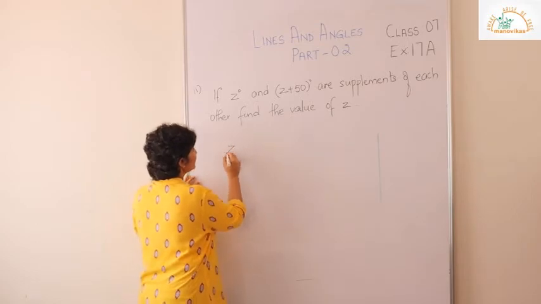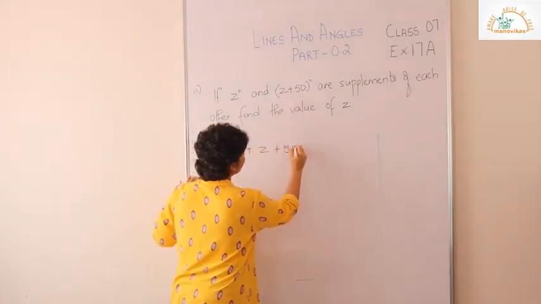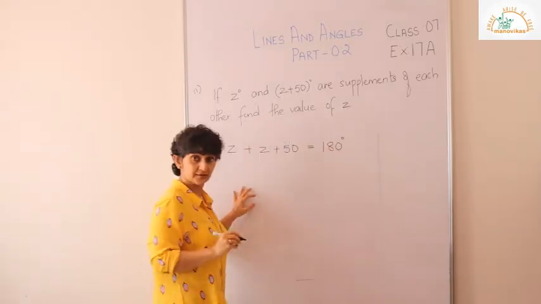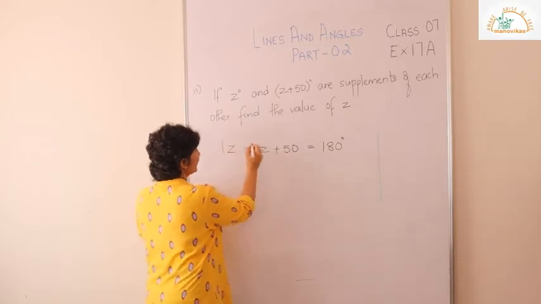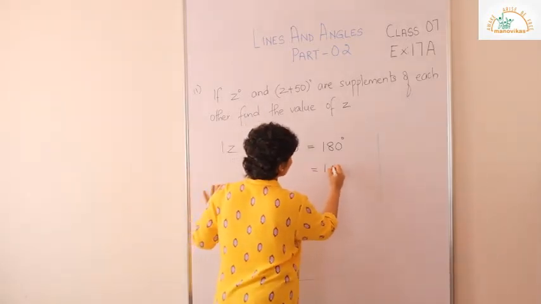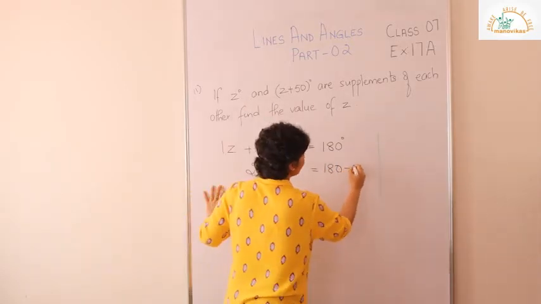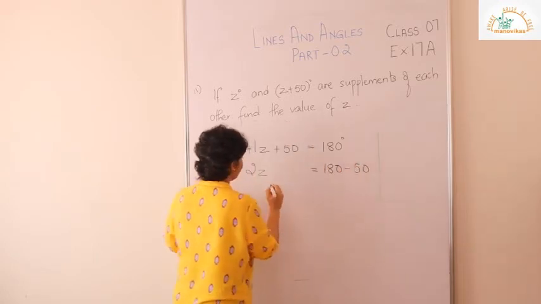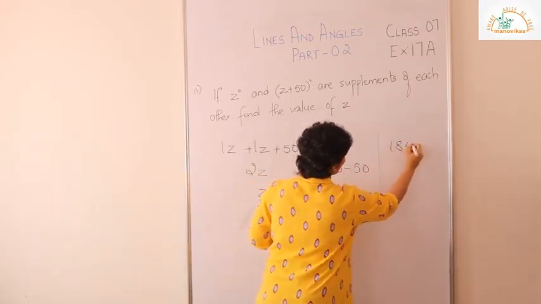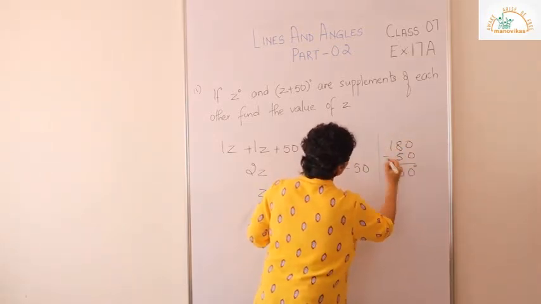So if I have z plus z plus 50 is equal to 180 degrees. Right children? So 1z plus 1z gives me 2z. 2z is equal to 180 minus 50. When I take that side, I will get it as minus 50. So 2z is equal to, when you subtract 180 minus 50, you will get 130 degrees.